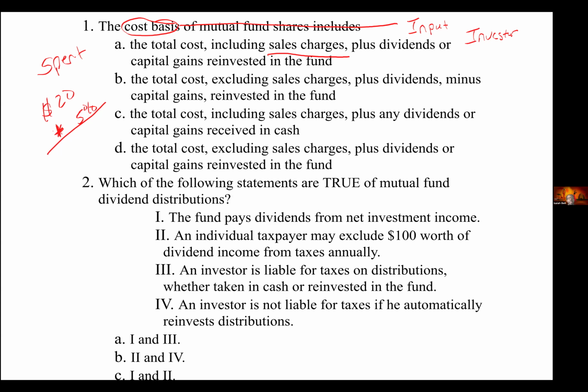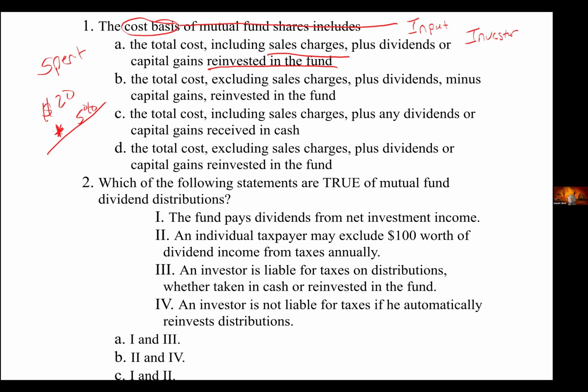Dividends and capital gains is what the company issues. A mutual fund can have capital gains too, because the mutual fund invests in other securities. So the company is going to issue those dividends and capital gains. And here it's saying reinvested. Reinvested means that you never actually see the money. The money never actually hit your account.